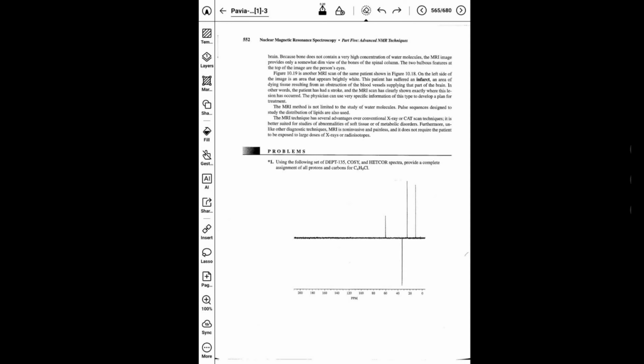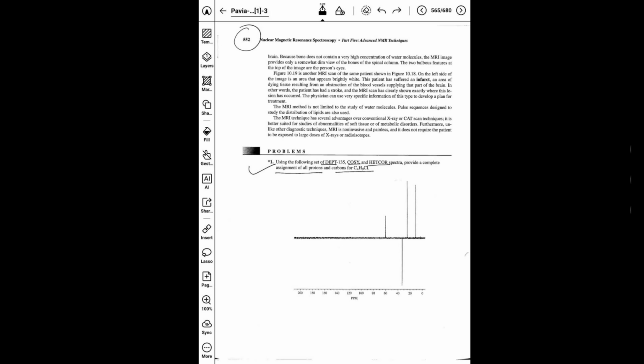Vijay SSOC. Today in this video, we are going to solve a problem from Pavia Spectroscopy book, page number 552, and the problem number is 1 as you can see here. In this problem, they have given us DEPT-135, COSY NMR, and HETCOR spectra, and we have to assign the protons and carbons for this molecule having molecular formula C4H9Cl.